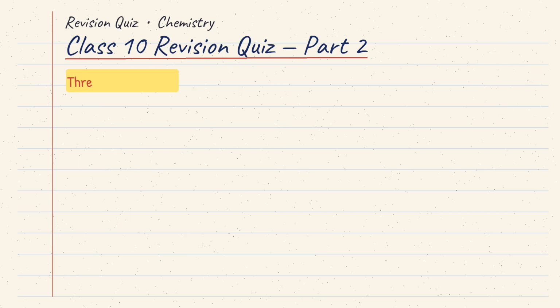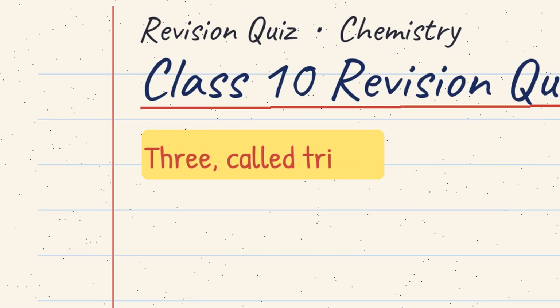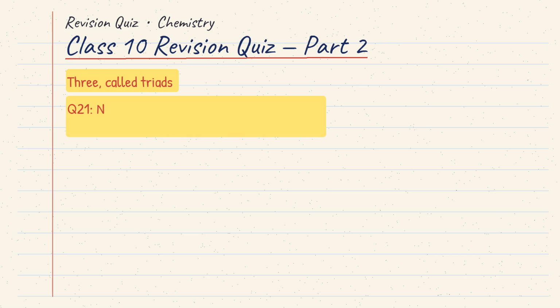The answer is 3, called triads. The middle mass was about the average. Question 21. Newland's every eighth element pattern is the law of?